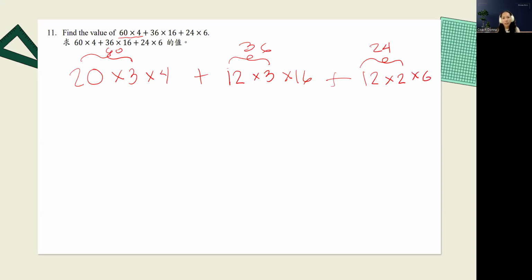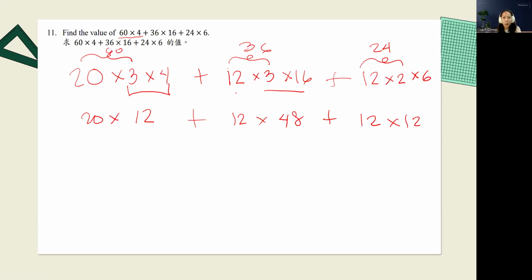Copy the multiply by 6. Okay, what's the point here? I'm trying to get a common number so we can take it out. So you have here 3 times 4, that's 12. So you now have 20 times 12 plus 12 times, what's 3 times 16? 3 times 16 is 48. Okay, plus 12 again times 12 right here.